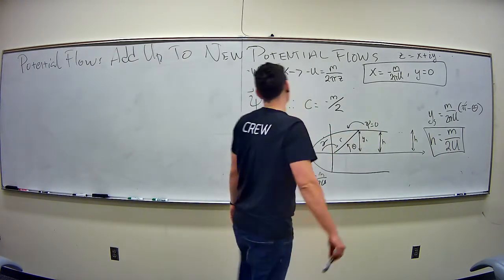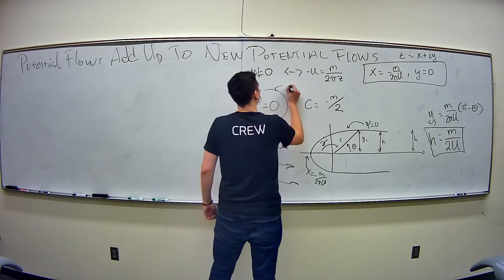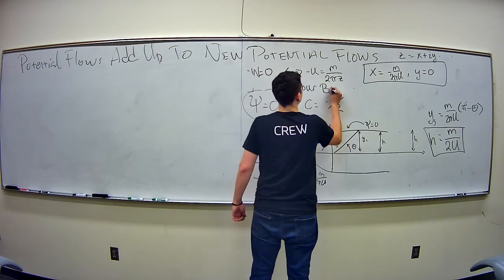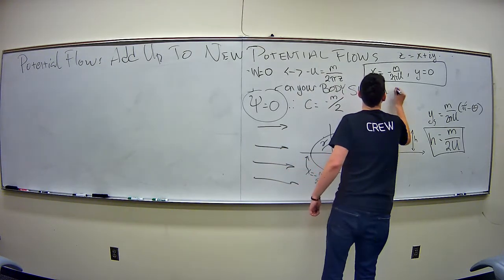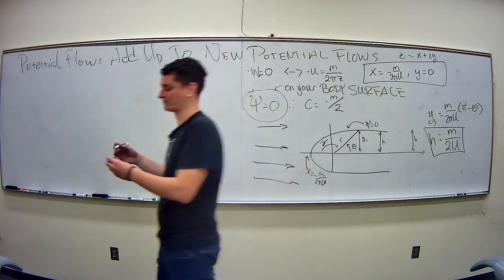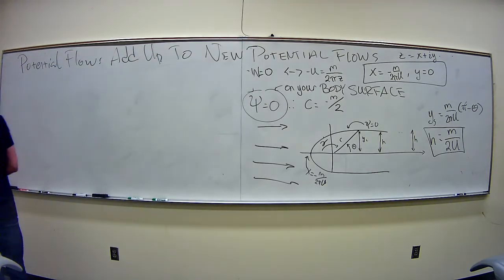And then keep in mind that this needs to be on your body's surface. Very important, right? This condition lets you track the boundary of this imaginary body that you have. But we're not done. I wanted to show something. I'm going to end with this quick one.